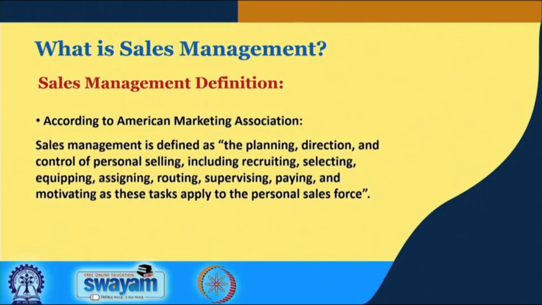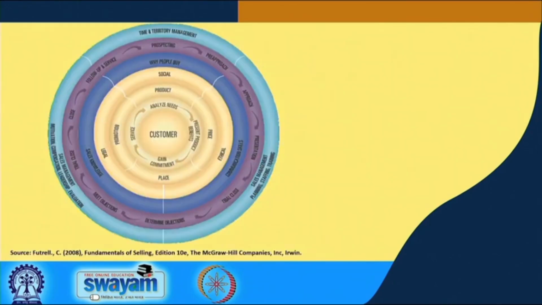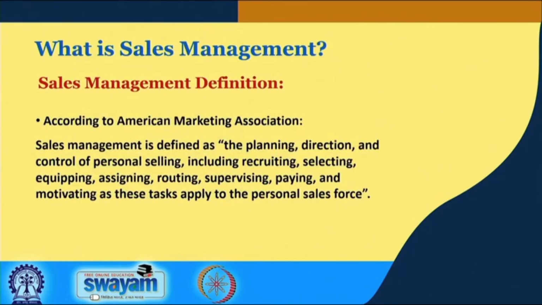Now, if we try to define sales management, according to the American Marketing Association, sales management is defined as the planning, direction and control of personal selling, including recruitment, selecting, equipping, assigning, routing, supervising, paying and motivating as these tasks apply to the personal sales force. So in a way, what we are trying to say is that it is the HR function as applied to the marketing sales team and the sales force that actually came to be defined in that particular manner.